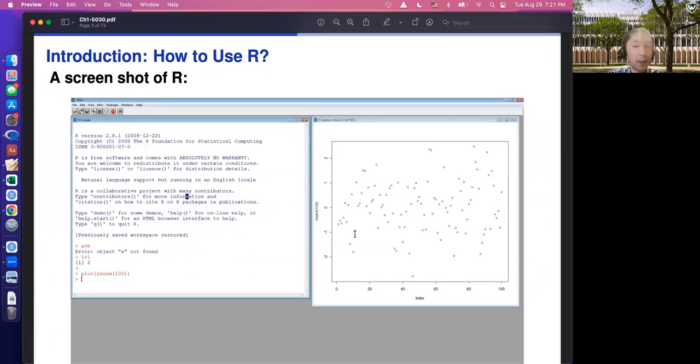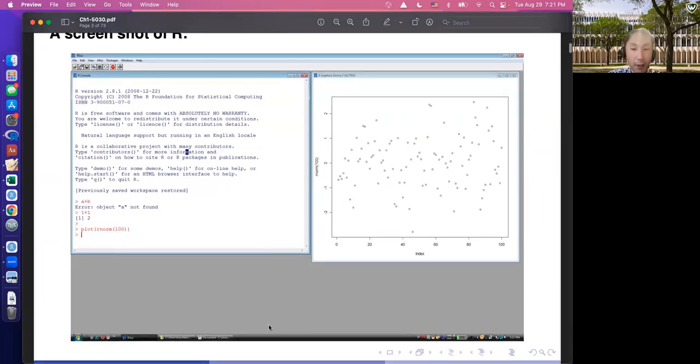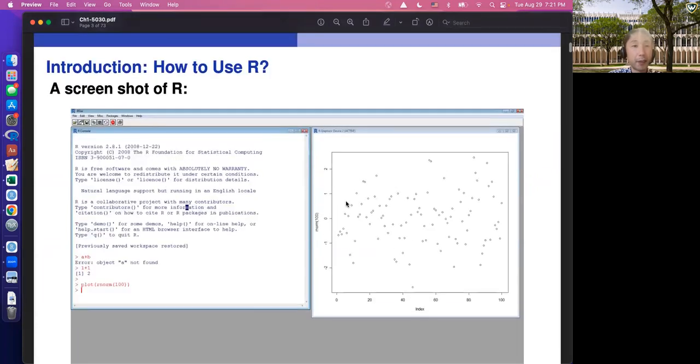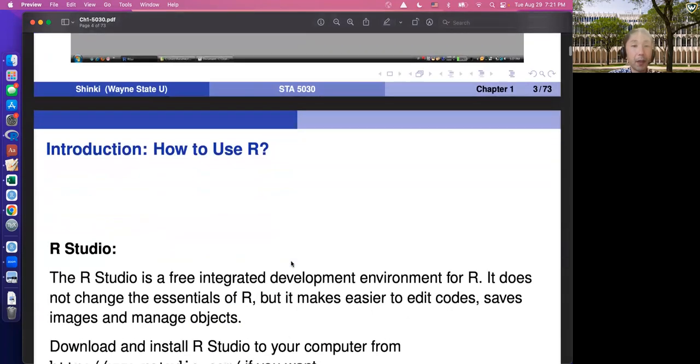On Mac or Linux, it looks slightly different, but this is the main console in which you can run code. And this is the window for figures, and maybe another window for help, with some explanation of some functions. So this is the basic look of R.